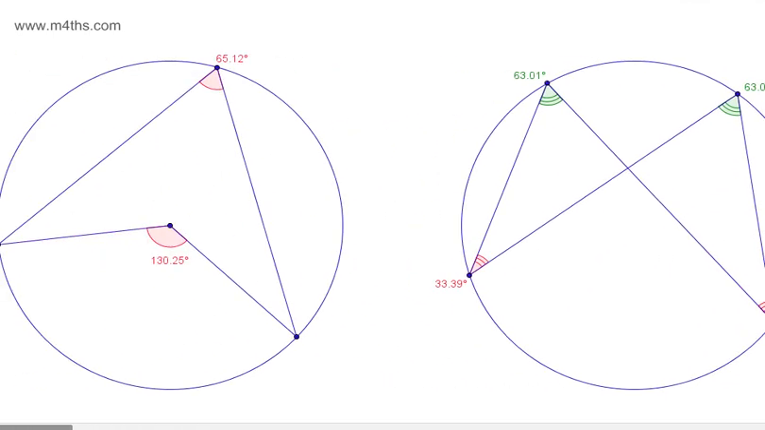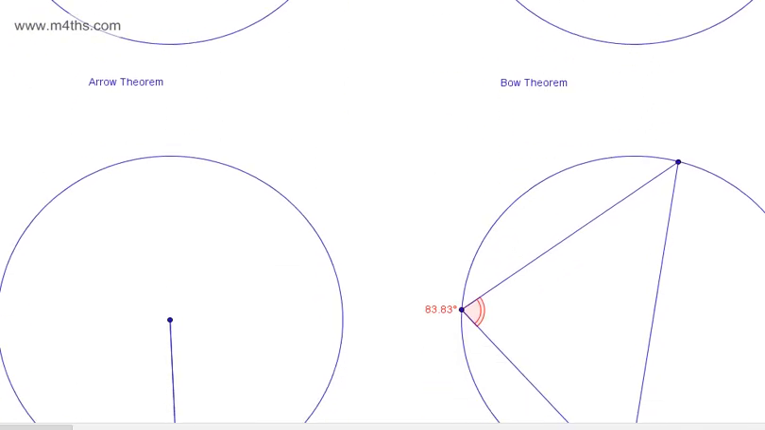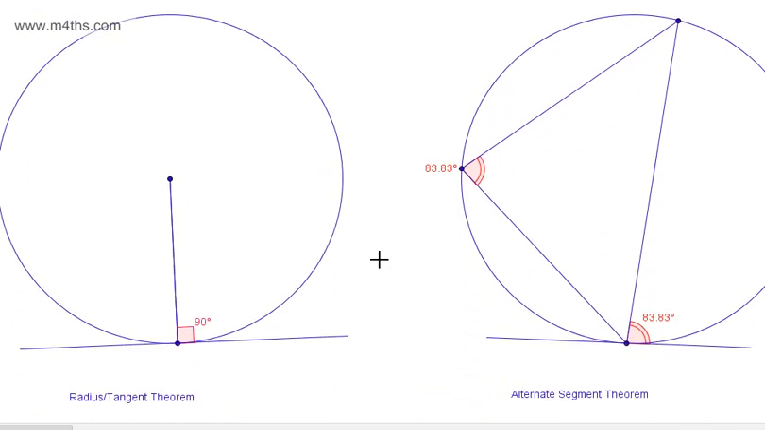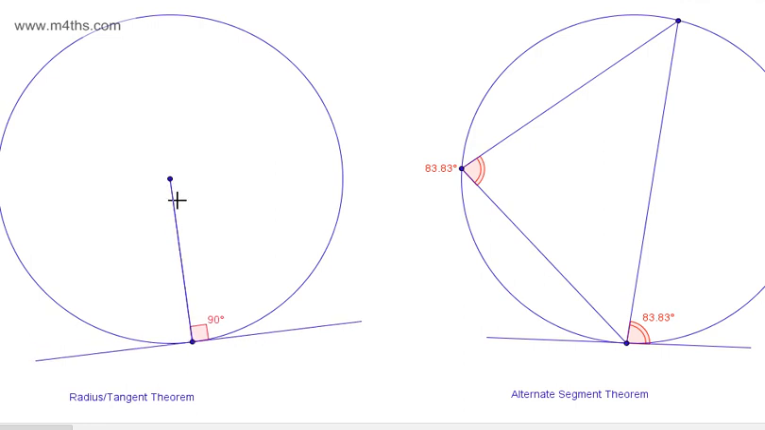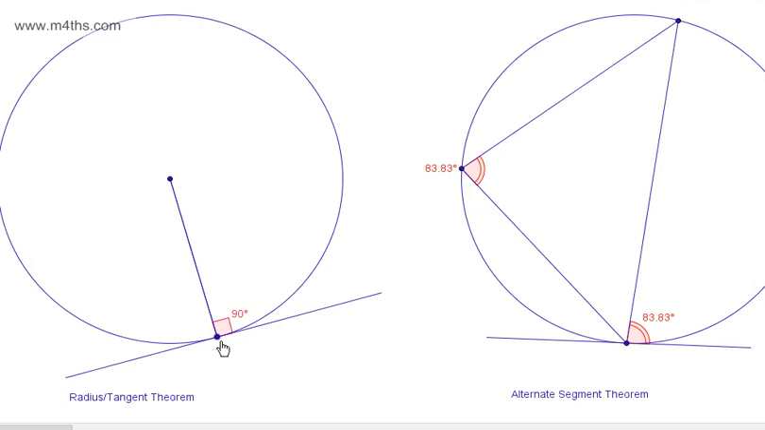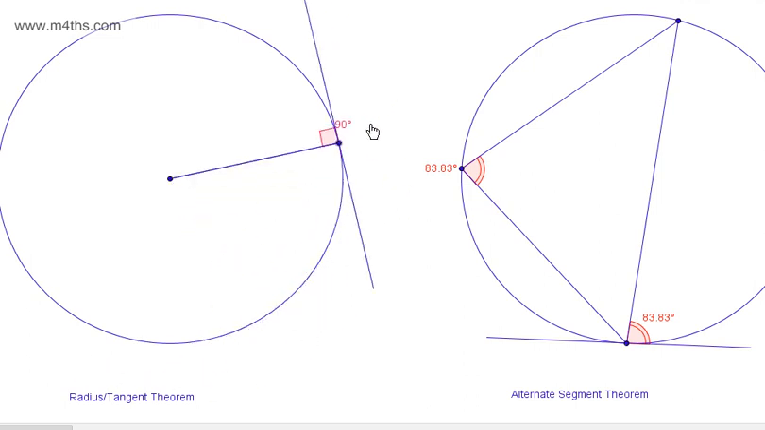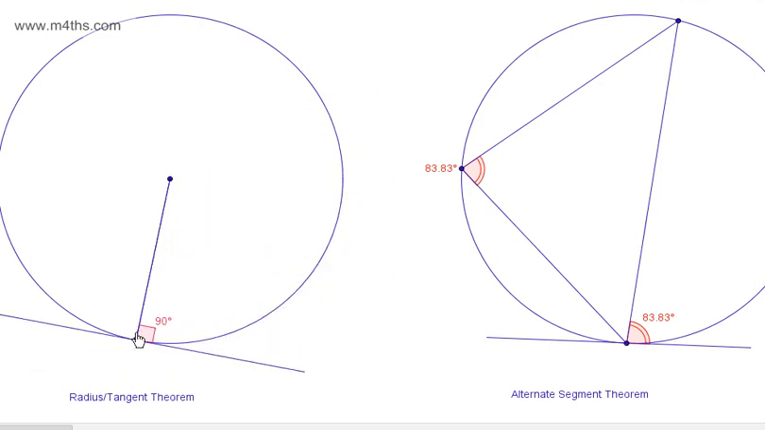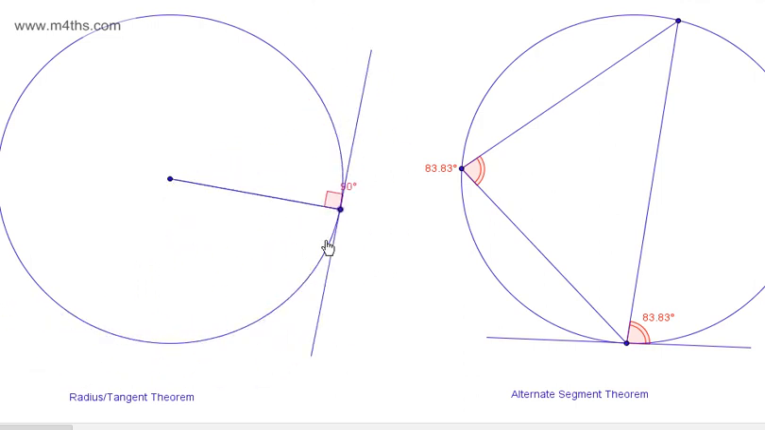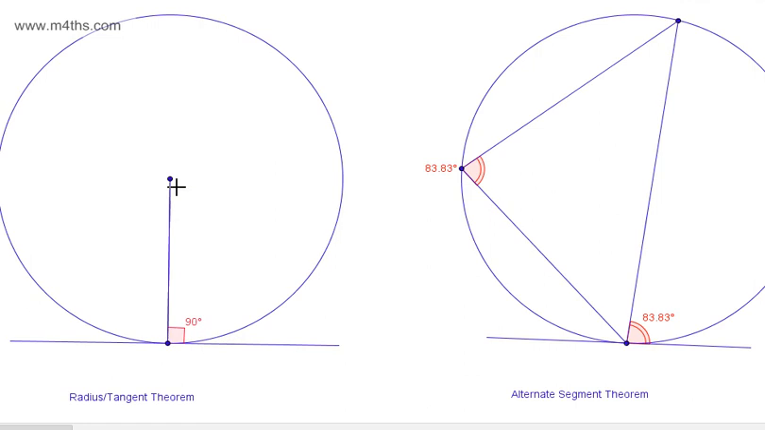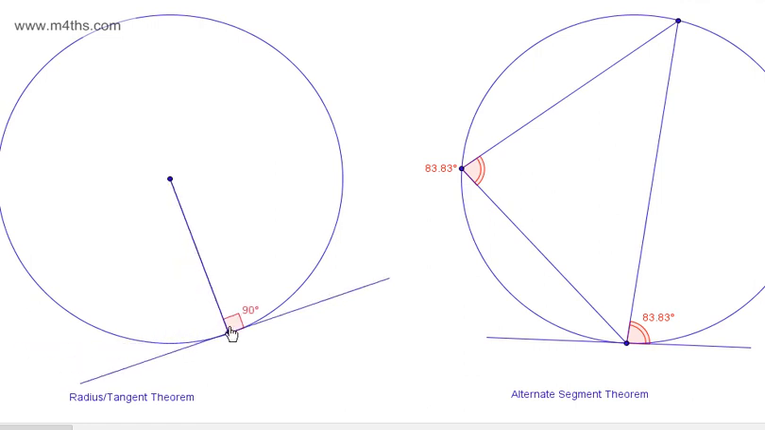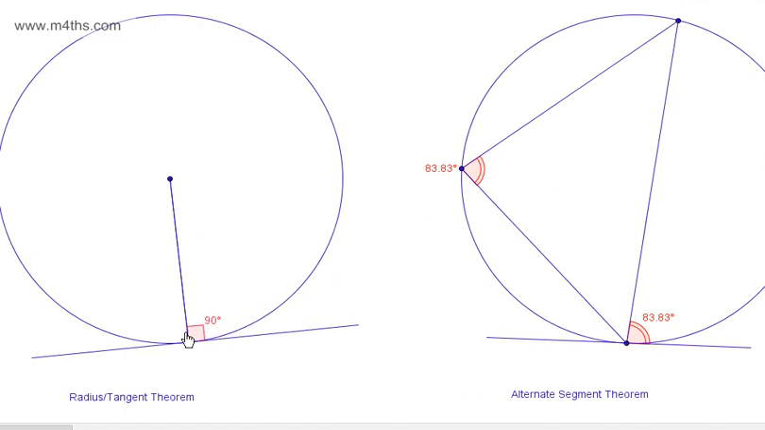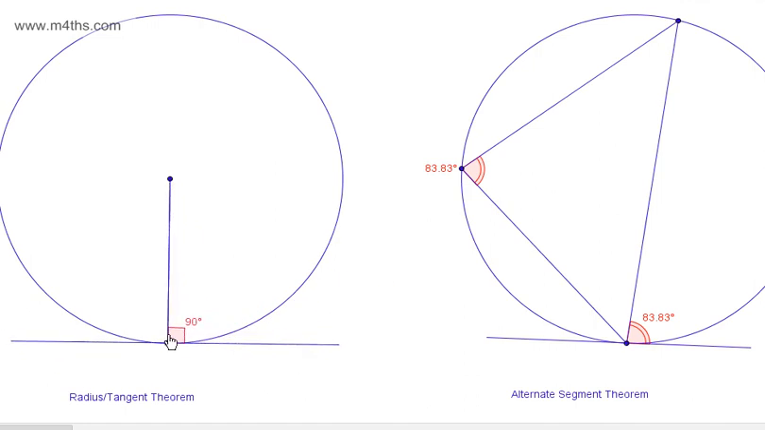Okay, let's move down and look at some more. So these are now four. If we go to this one just here, this is called the radius tangent theorem. If we have a radius, that's the line from the center to the circumference, and we have a tangent, which is the line that touches, it will always create a 90 degree right angle. Imagine a plank on a barrel, or a wheel on a road. What we'll have is this line just here, and it will always be 90 degrees. So that's the radius tangent theorem.